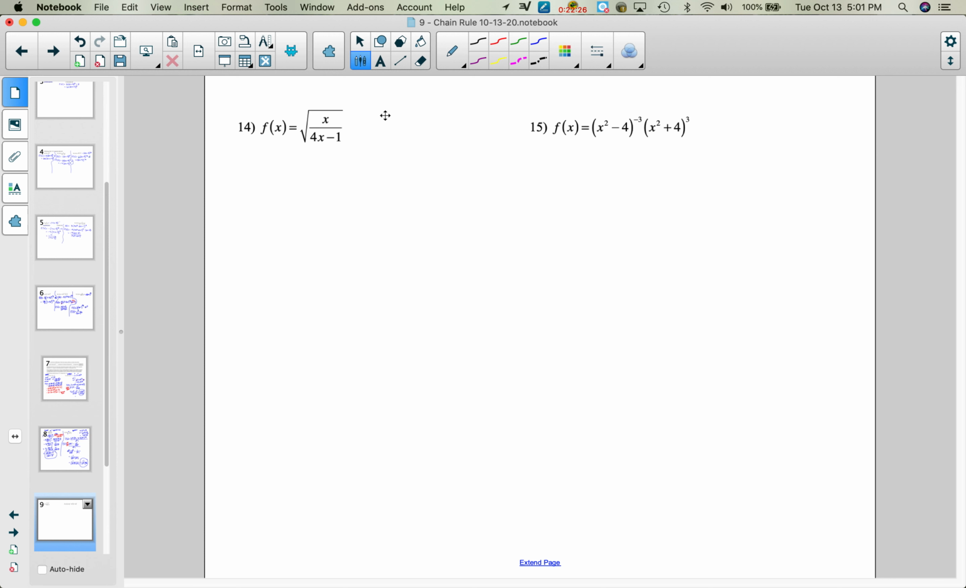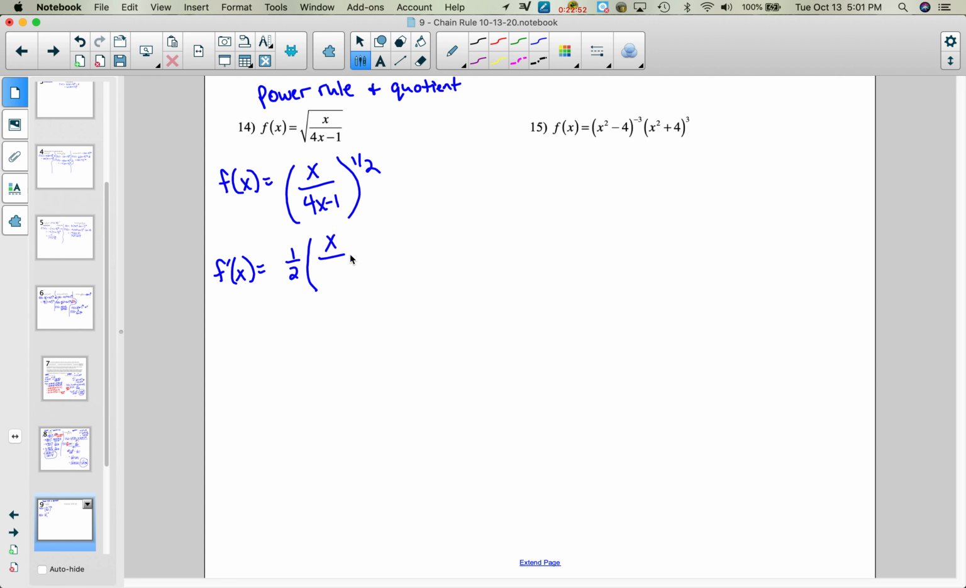Okay, so on this one, we're going to rewrite f of x. This is going to be a power rule problem. Of course, we're going to use the quotient rule as well in the process. So we're going to take x over 4x minus 1 to the 1/2 power. So then f prime of x is going to be 1/2 times x over 4x minus 1 to the negative 1/2 power. And then we have to take the derivative of what's inside, because we multiply by the derivative of what's inside.